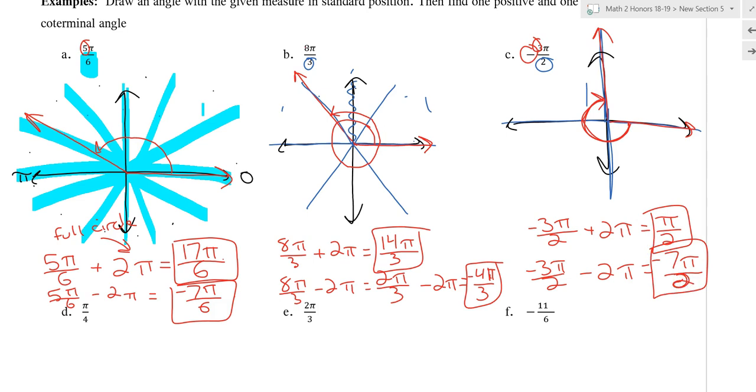The bottom three we're going to do in class for a few more examples of these because I know the radian ones are more difficult than the degrees, so we'll do a few examples in class together.